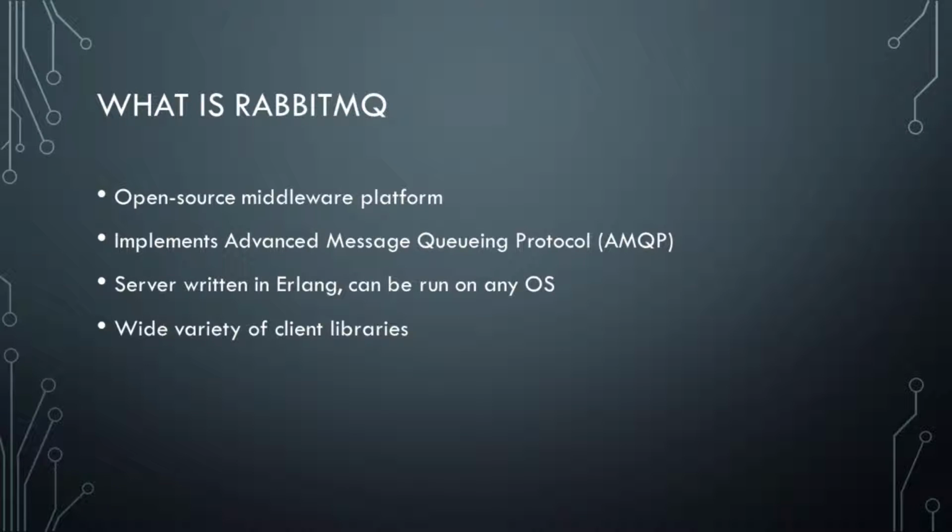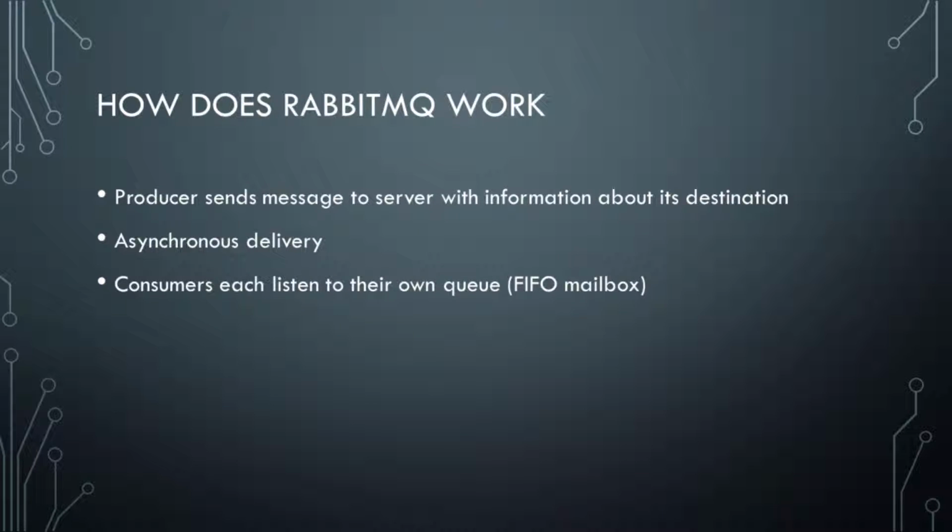RabbitMQ is an open-source middleware platform, an implementation of a protocol called Advanced Message Queuing Protocol, or AMQP. AMQP is an application layer protocol like HTTP or FTP, designed specifically for secure message transmission, queuing, or routing. RabbitMQ provides a specific implementation of this protocol, a server written in Erlang which can be installed on any major operating system. Once installed, it can be accessed by client libraries in a wide number of languages. The maintainers of the project have official clients for Java, .NET, and Erlang, but many other third-party libraries exist for other languages as well.